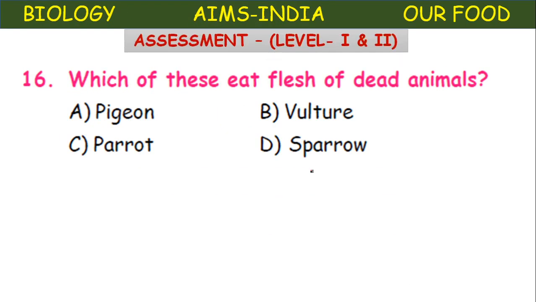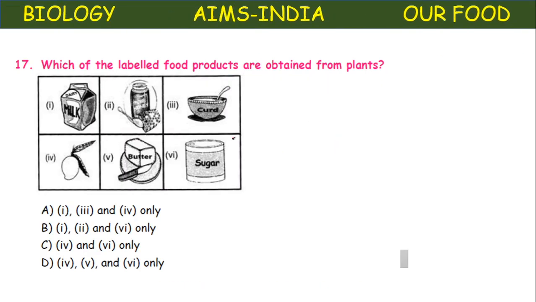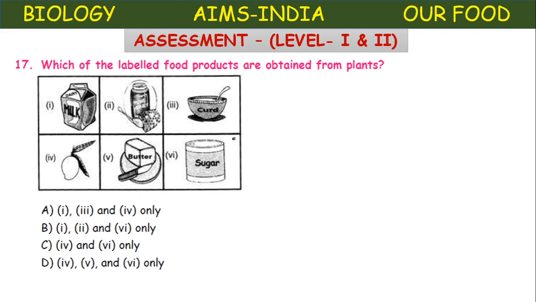Which of these eat flesh of dead animals? Pigeon, vulture, parrot, sparrow. It is a vulture which eats the flesh of dead animals. So it comes under scavenger category. Now go through the table. Which of the food products are obtained from plants? Here the table: dairy milk, butter, sugar, curd, cheese, and mango is given.